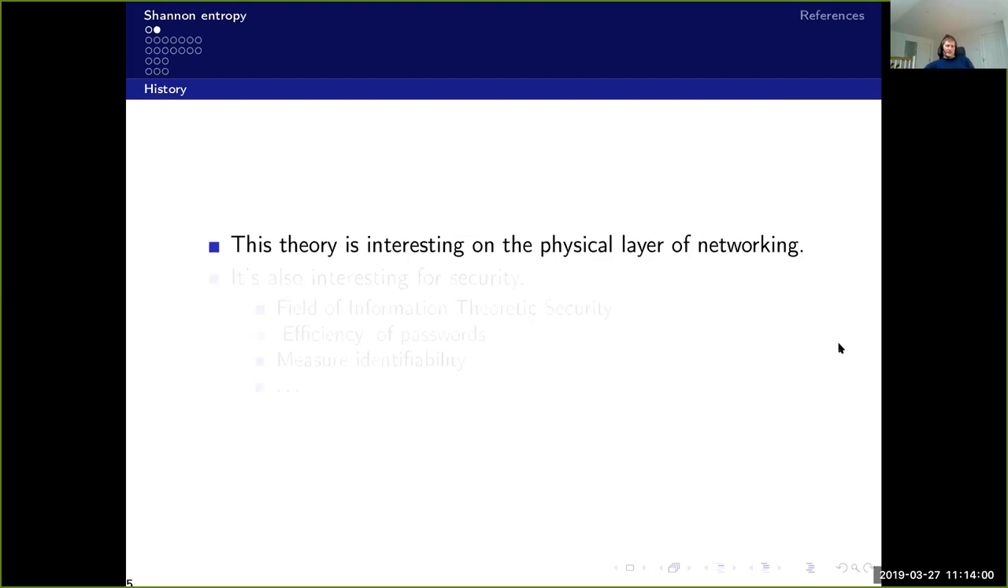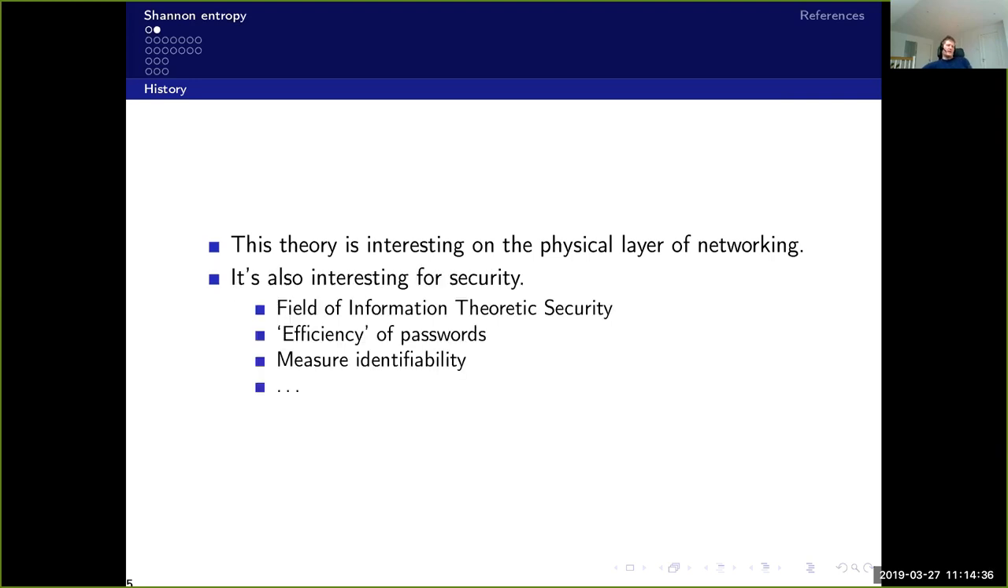Now, this theory, as I said, is interesting on the physical layer of networking, because that's what it was developed for. So how to construct protocols to form signals over this network, over the physical layer. So cables or air, this data that we want to send must be converted to electromagnetic waves, or electric signals in the case of cables.